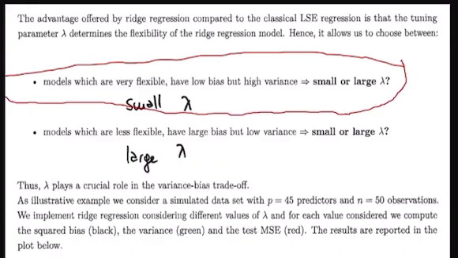When you have a small lambda, which I call the tuning parameter, and we have large values of it. Here I said, models which are very flexible have low bias but high variance. They are flexible. What makes them flexible? Because they got so many parameters, so many predictors. And that could be noisy. Even though they have low bias, they could be noisy.